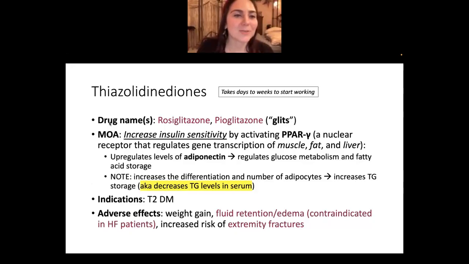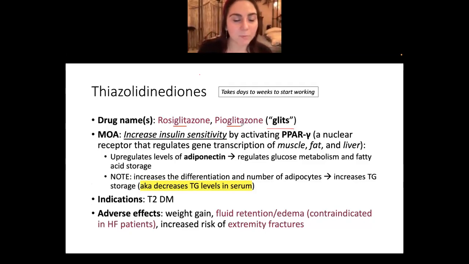All right. Your next one, the thiazolidinediones. So these are your GLITs. Remember your GLITs, GLIMs, GLIPs, and glyphs. These are your GLITs. So these are rosiglitazone and pioglitazone. So that's where they get the name GLITs.